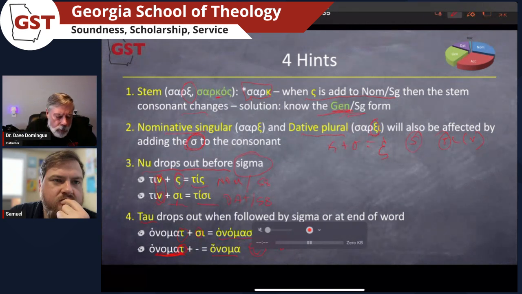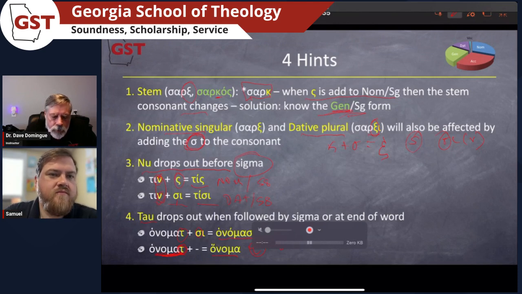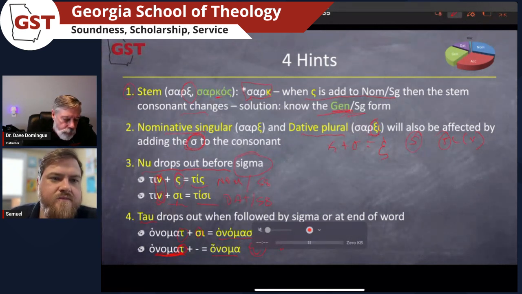The same thing happens with a sigma, and as you mentioned, a lot of times that sigma plus that consonant actually gives another sound, like onomat, onomak, or sarx. So it's like adding another sound, but it basically just goes away. If you know these four hints, and can get comfortable with those, you'll do quite well with the third declensions.